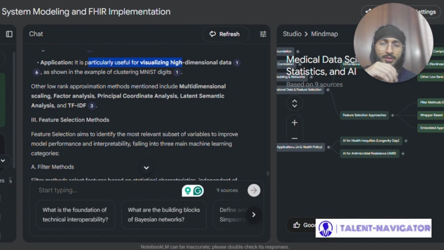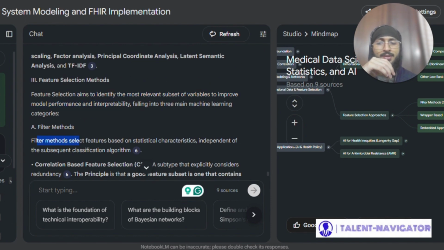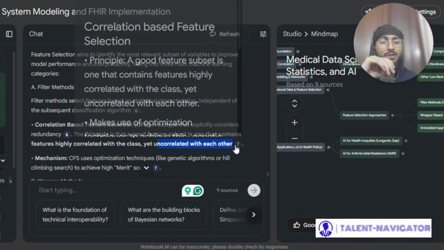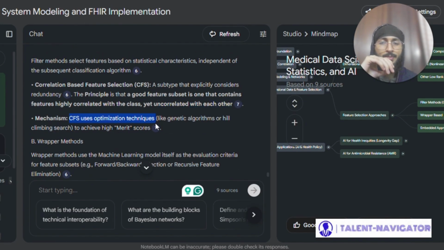Then we have feature selection methods. It aims to identify the most relevant subset of variables to improve model performance and interpretability, falling into three main machine learning categories. First is the filter method. Filter methods select features based on statistical characteristics, independent of the subsequent classification algorithm. Correlation based feature selection, CFS, is a subtype that explicitly considers redundancy. The principle is that a good feature subset is one that contains features highly correlated with the class yet uncorrelated with each other. The mechanism is CFS uses optimization techniques like genetic algorithms or hill climbing search to achieve high merit scores.